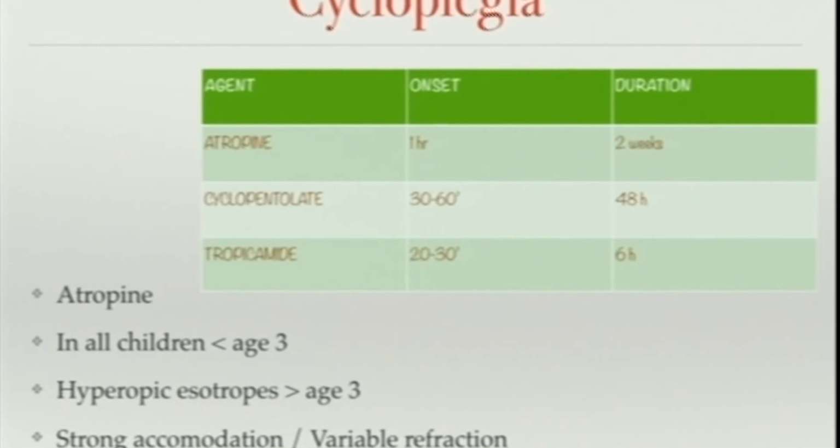1% ointment, it's a typo, sorry, it's 2 times daily for 3 days. The onset of action is within 1 hour, but the duration is around 2 weeks. So we need to explain to the parents that the child is going to be a little photophobic. There are also some other side effects like fever.